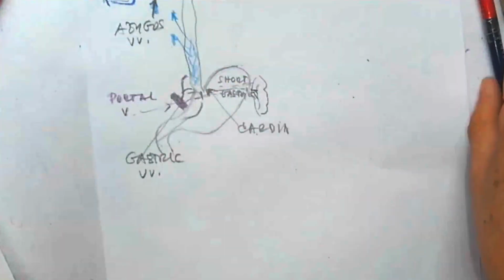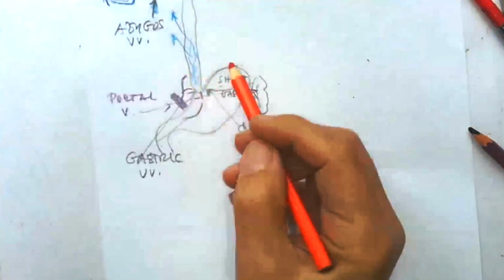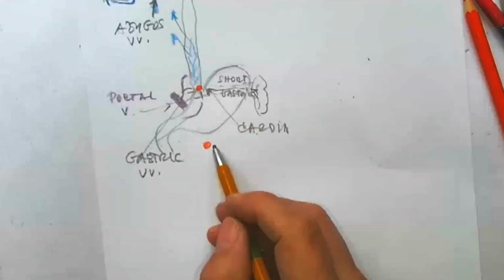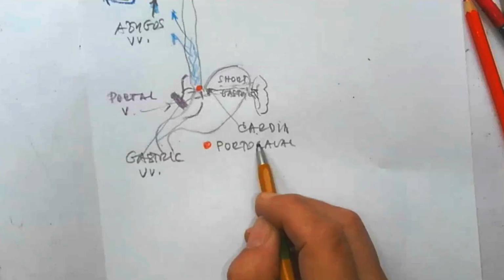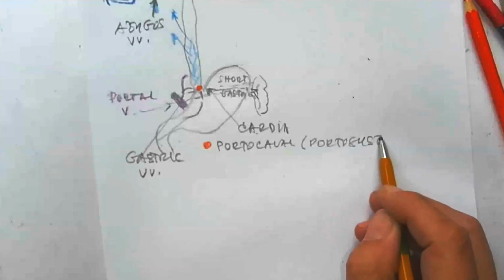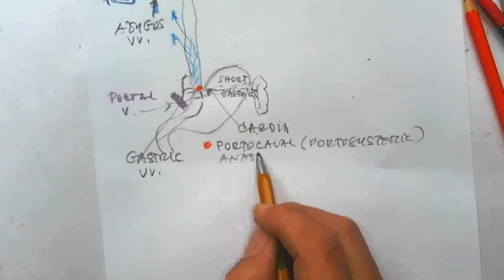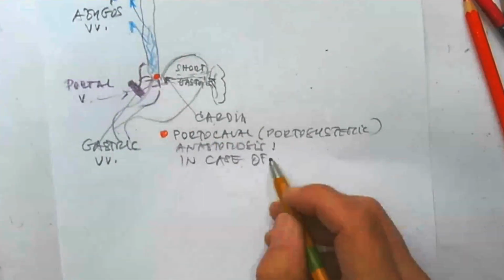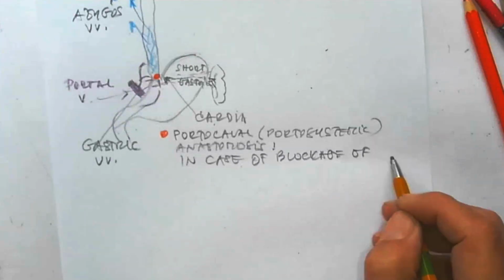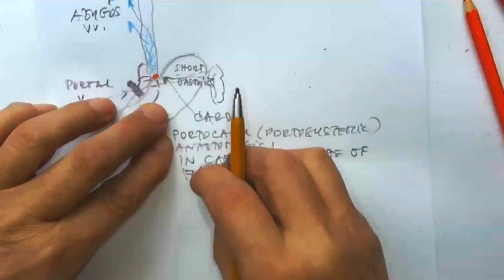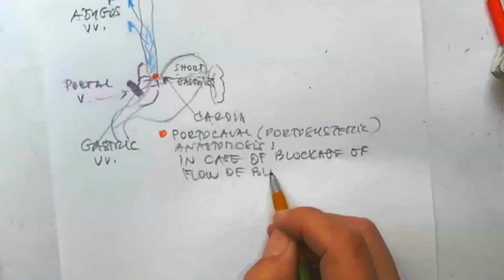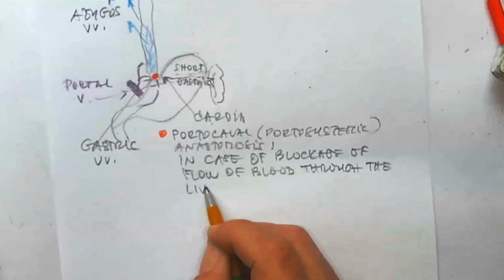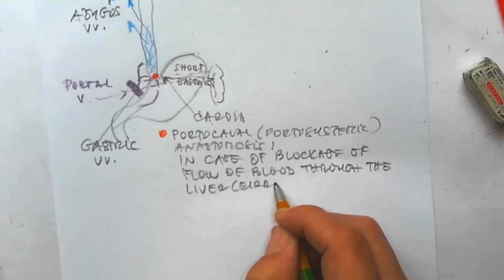And here at this level in the cardia, I am putting a red point, which indicates the place of what we call portocaval or portosystemic anastomosis, which means that in case of blockage of flow of blood through the liver, so blockage in the liver circulation, usually a cirrhotic liver.